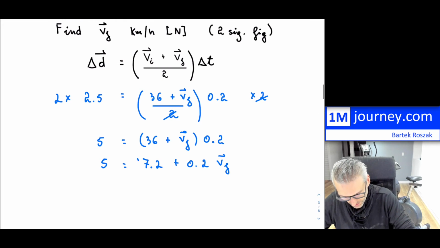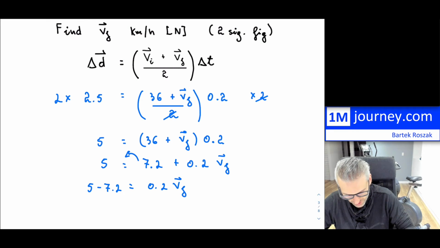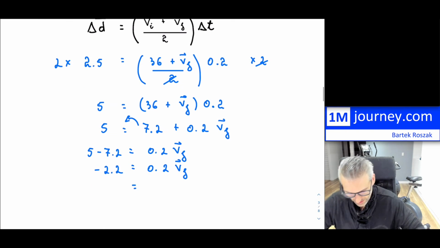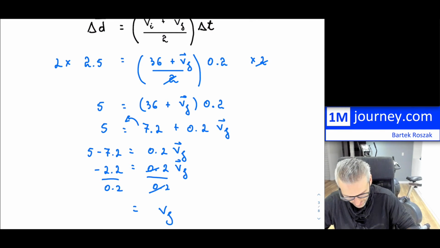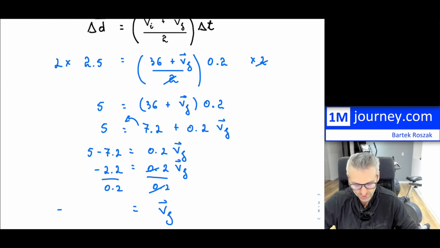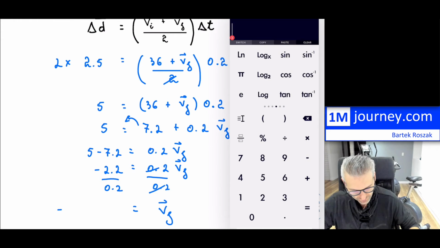So now I'm going to bring this over to the other side. So 5 minus 7.2, and this is 0.2 VF. That's all good. This becomes negative 2.2 and equals 0.2 VF. So this is what I have. Now dividing both sides by 0.2, that is gone. This gives me VF as a vector. Notice it's going to be negative. So 2.2 divided by 0.2.